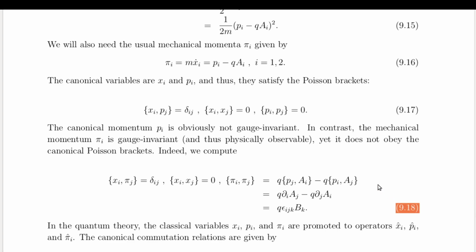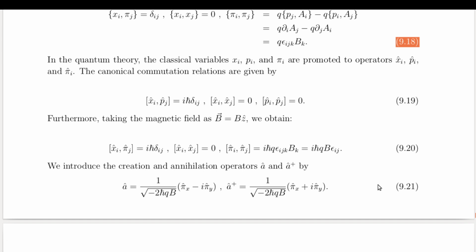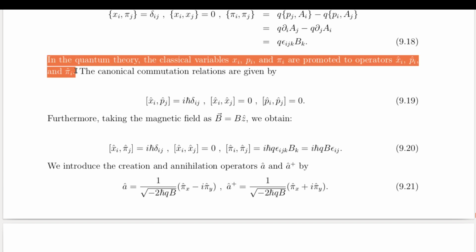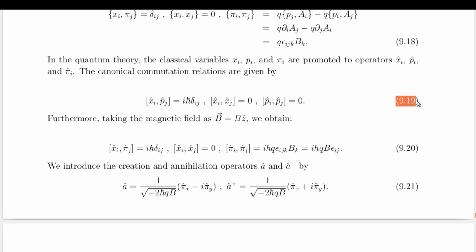Upon transitioning to the quantum theory via canonical quantization, we replace the coordinates, generalized momenta, and mechanical momenta, as well as the Hamiltonian, with corresponding operators acting in a Hilbert space. The Poisson brackets are replaced by commutators divided by i times h bar, yielding the Dirac-Heisenberg fundamental commutation relations. Since the Hamiltonian depends on the mechanical momentum, we also establish the commutators for its operators.